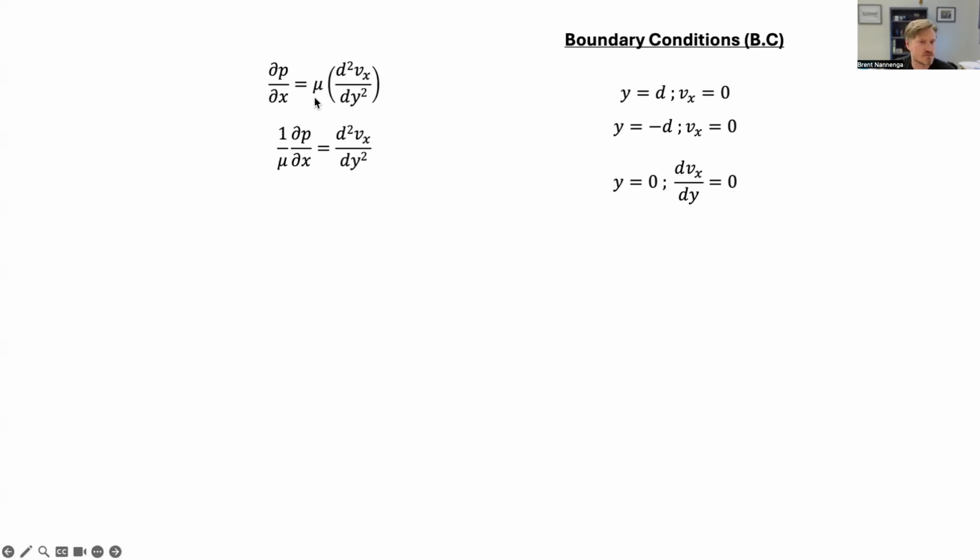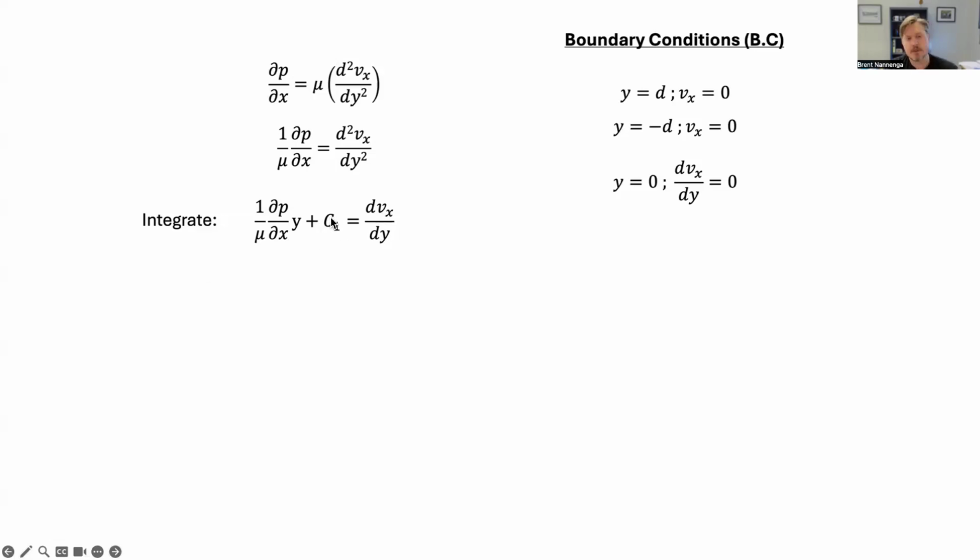Okay, this step we're just rearranging. We're moving the viscosity over to the left-hand side. And then we're going to integrate. We're going to take the integral with respect to y of both sides. Now we don't need to deal with this because you can think of it as a constant, so we don't need to integrate this. So when we integrate the left-hand side, we just get a y plus c1. And on this side, we cancel out one of the derivatives, so now we just have dVx/dy.